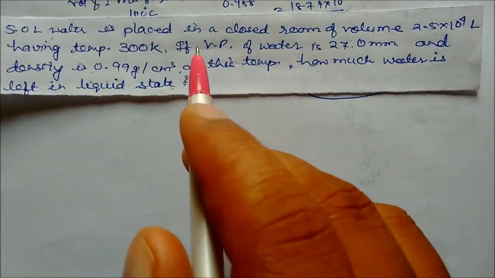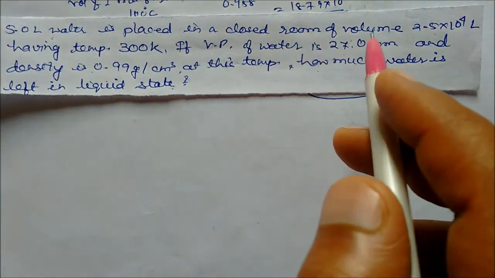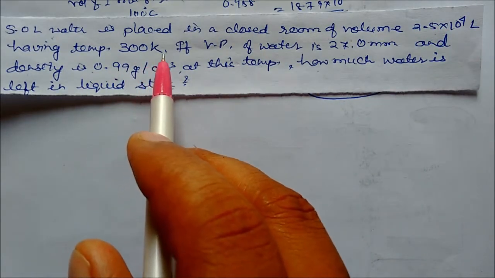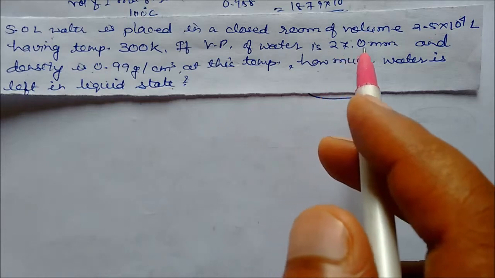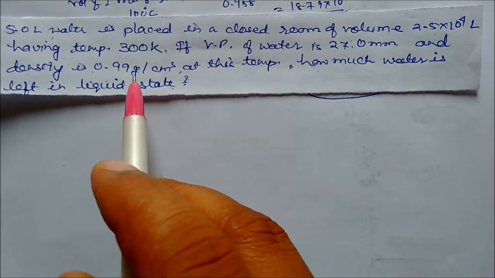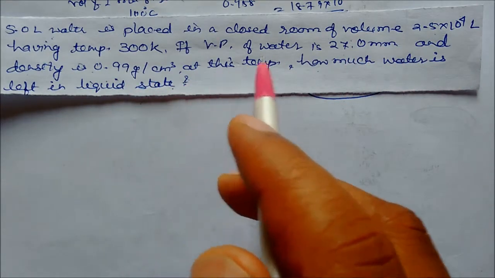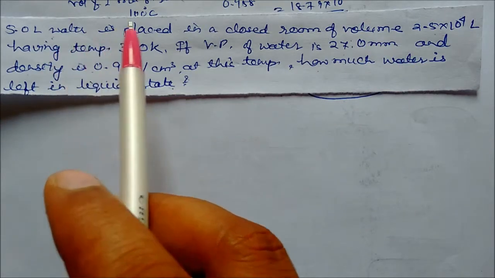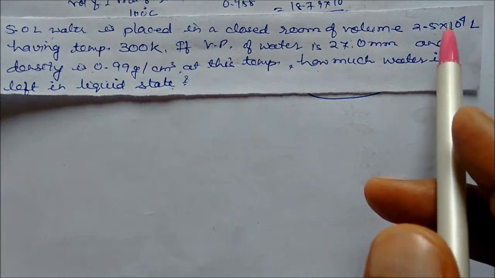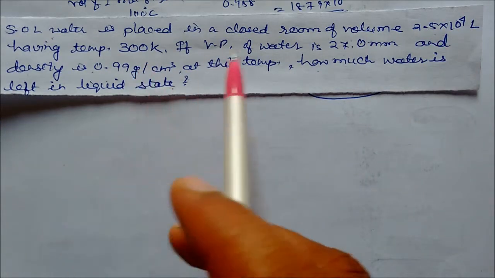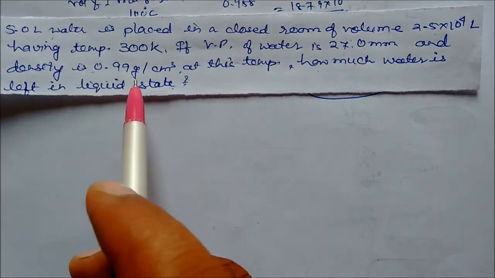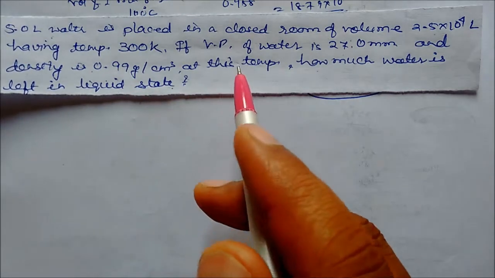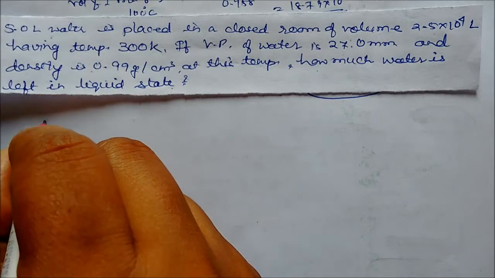Five liters of water is placed in a closed room of volume 2.45 into 10 to the power 4 liters, having temperature 300 Kelvin. If the vapor pressure of water is 27 millimeter and the density is 0.99 gram per cubic centimeter at this temperature, how much water is left in the liquid state? So water is placed in the closed room. The volume, temperature, vapor pressure of water and density are given. First we have to find how many moles of water there are. Moles of water is very simple.